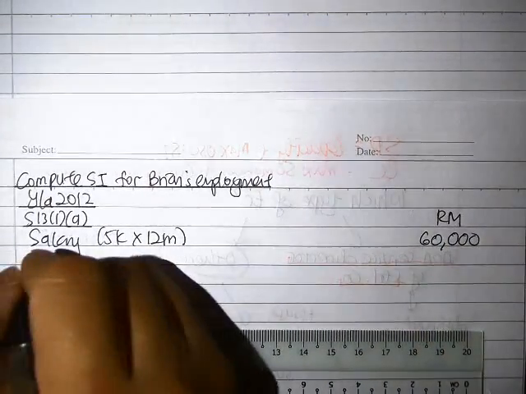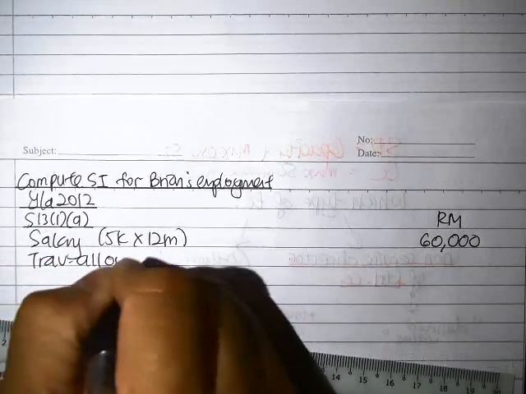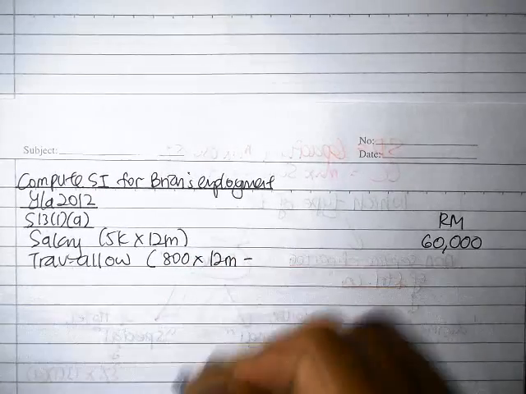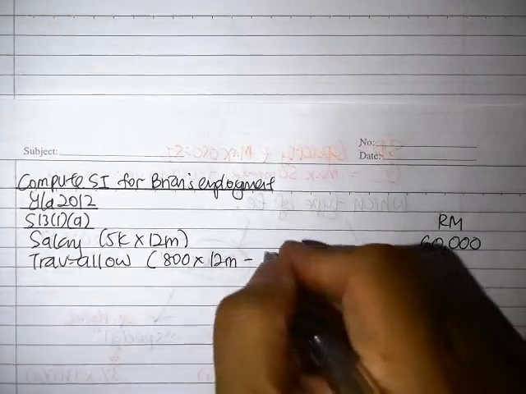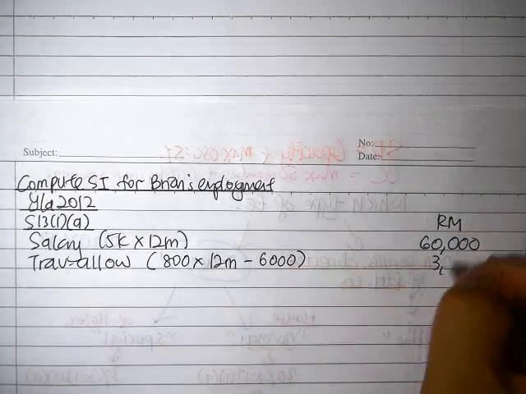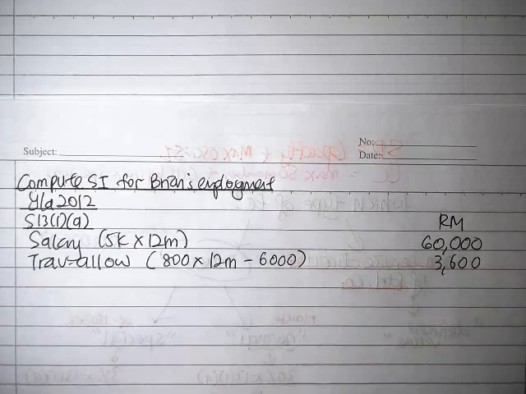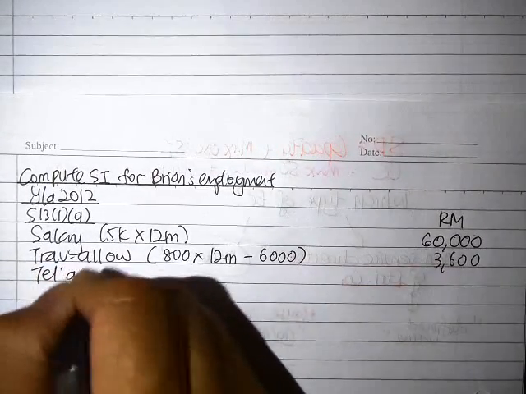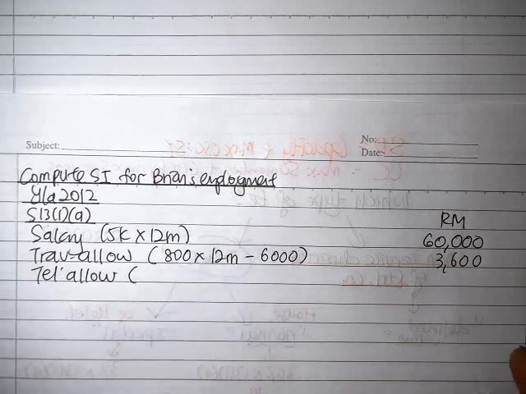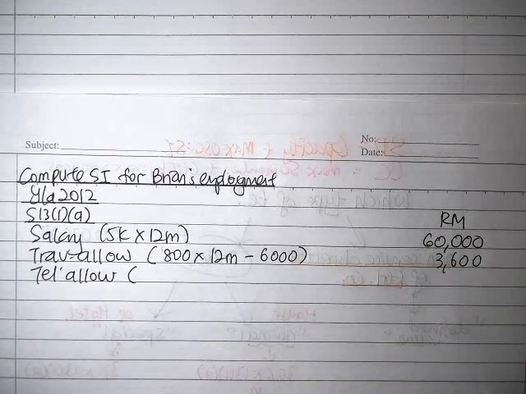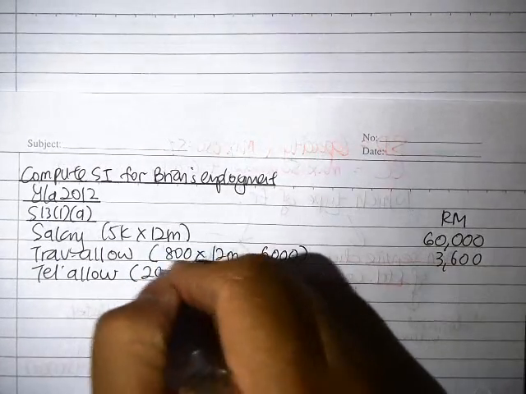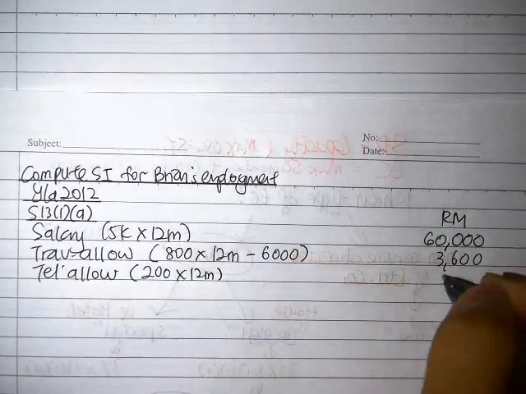Then the travelling allowance. Now the travelling allowance is 800. So exemption applies up to 6,000. So there'll be 3,006 assessable. Now you must understand telephone allowance is not telephone benefit. Telephone benefit is given an exemption, but a fixed allowance for the use of telephone has no exemption. So this 200 is assessable in full.